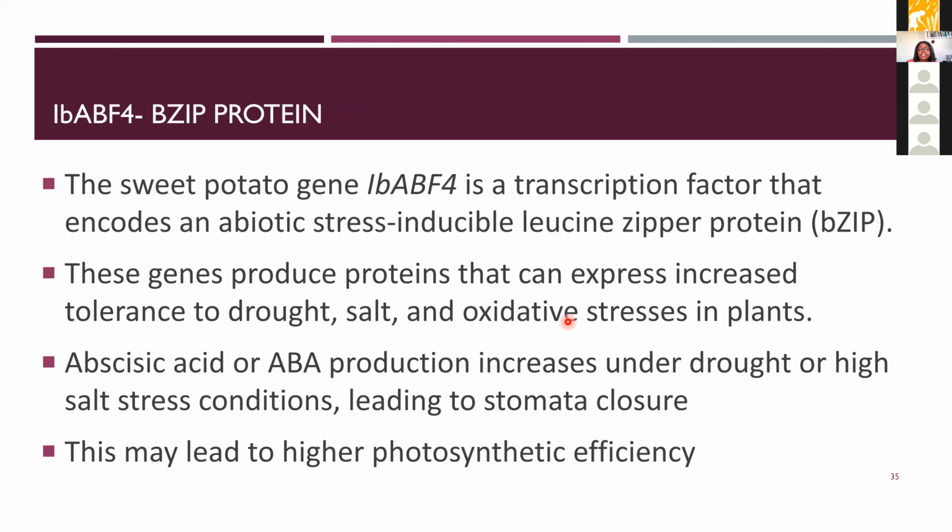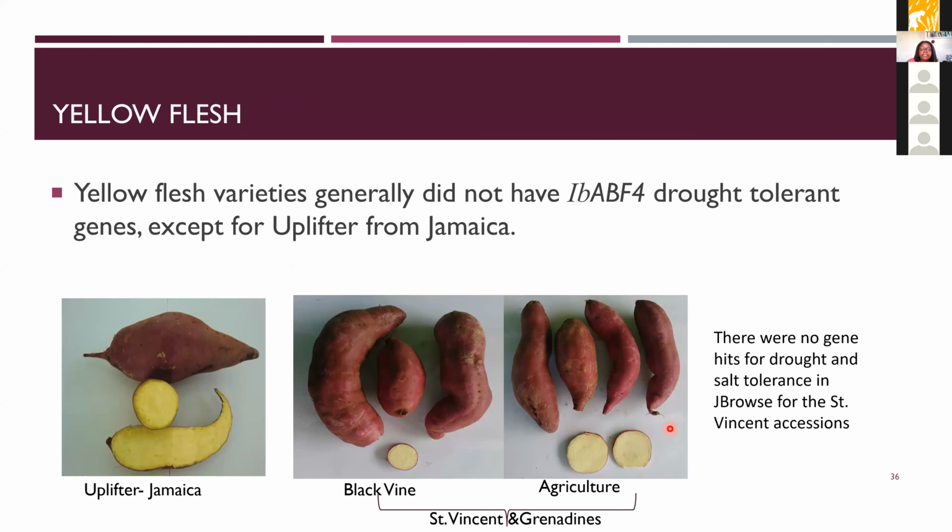This means that this binding factor here binds abscisic acid, which is a hormone that increases the plant's ability to withstand drought and high salt. And in doing so, it leads to closing of the stomata in the plant and may lead to better photosynthetic efficiency or greater efficiency during photosynthesis. Of note, the only yellow flesh variety that had this hit was the Uplifter from Jamaica.